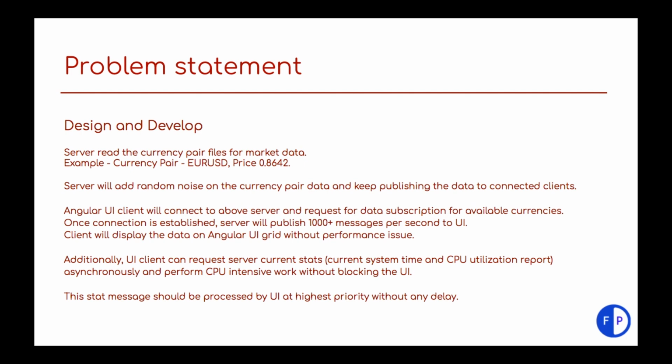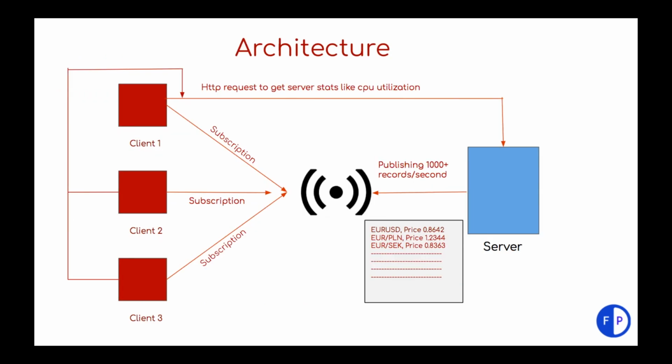Now we have understood what we need to achieve. So let's finalize the architecture. Let me show you a diagram so that we understand the architecture better. Our server has been developed on Node.js using Express.js and WebSocket. The Node.js application reads a file using the file system module and publishes data on a particular port, around 1000 plus records per second.